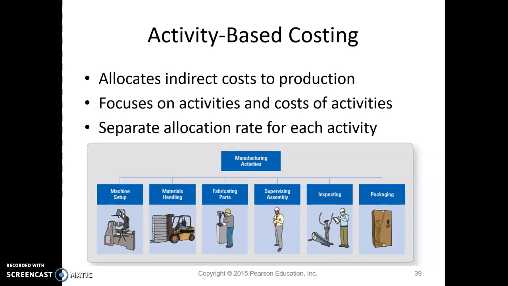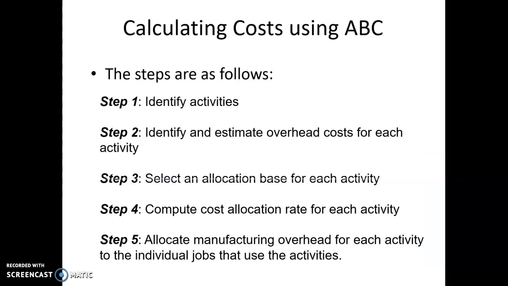And then we're going to calculate an activity rate. And we're going to allocate the overhead kind of the same way we did using the overhead rate, the plant-wide overhead rate, or the department rate. But here it's broken down into smaller pieces, and so we do have a greater degree of accuracy.